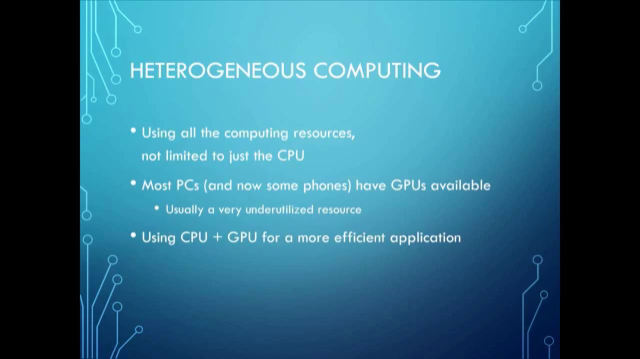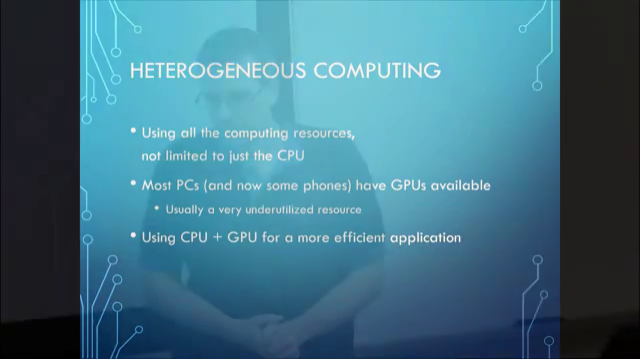So not only do we have the CPU cores to use, but also GPUs connected to most of the machines nowadays. And even some of the phones have GPUs on them that could be utilized if you can figure out how to get by the API constraints. So using CPU plus GPU for a more efficient application is a good idea and something we should be thinking about more than I think we currently do.